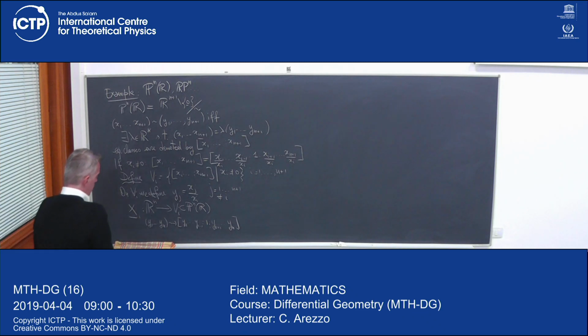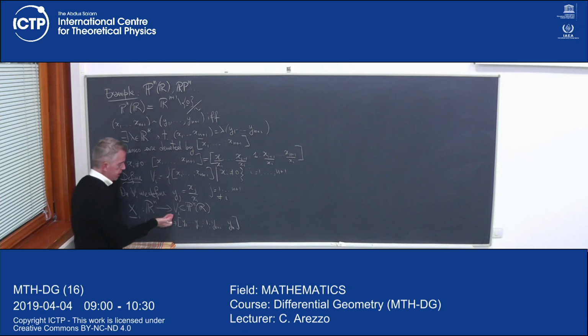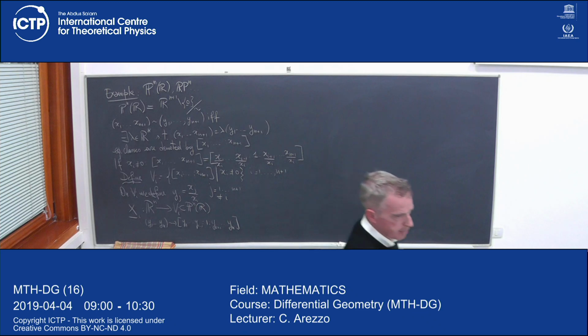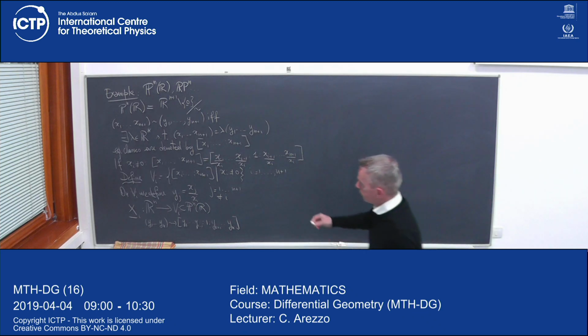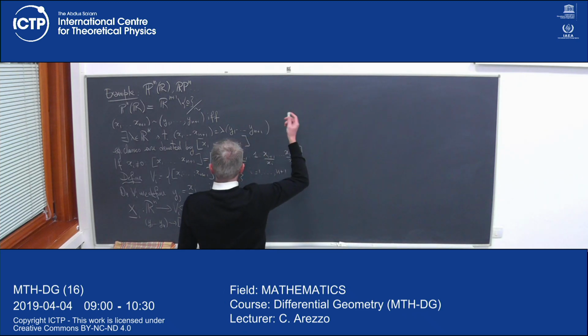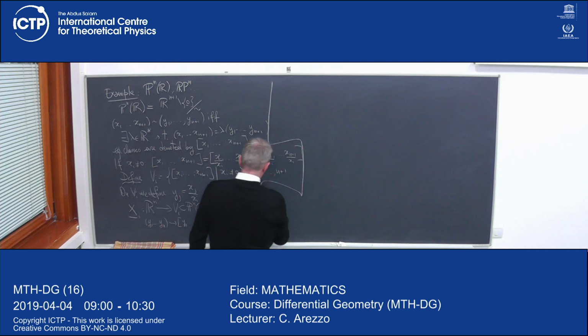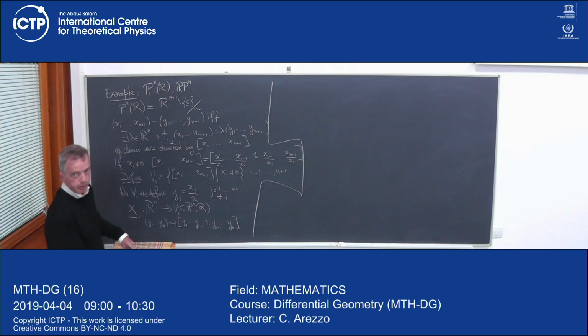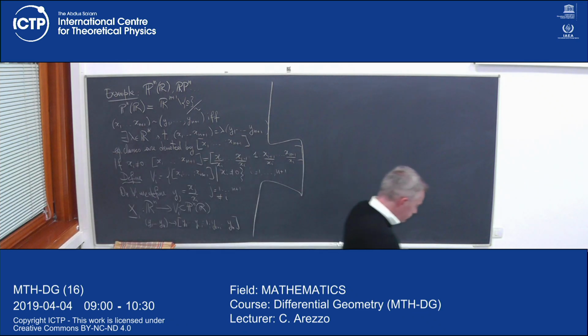Set theoretically, there is no problem in showing, of course, it's immediate, just by looking at it, that this map is surjective. Now the question is whether this satisfies the change of charts properties. So we need to take two of these things which overlap and see which is the transition function from one to the other.